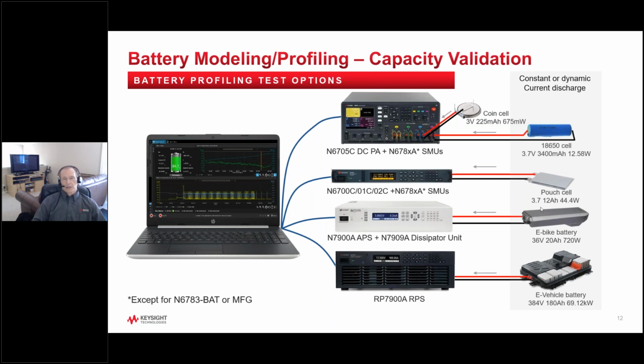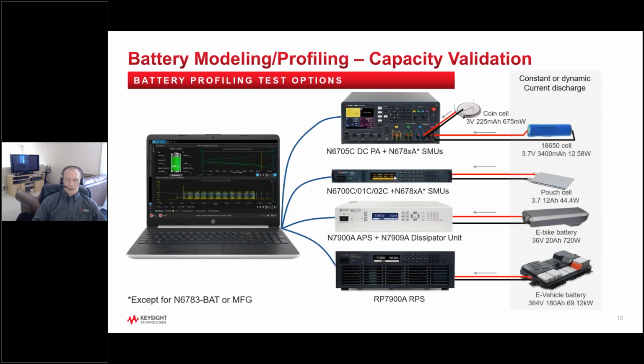But our software can also control higher power things as well. We also have our APS supplies, which can be used to control much higher levels, and also our regenerative power supplies, the RP7900 series, which could even be used, for example, if you wanted to test discharging and charging an electric battery for an electric car or something like that. So it's nice software in that we have this wide spectrum of solutions available that you can use with different types of hardware for different types of applications. And again, it's the same exact software, just different hardware used.